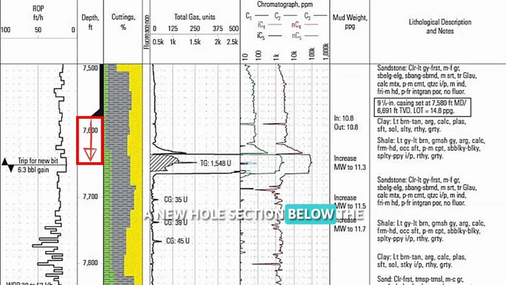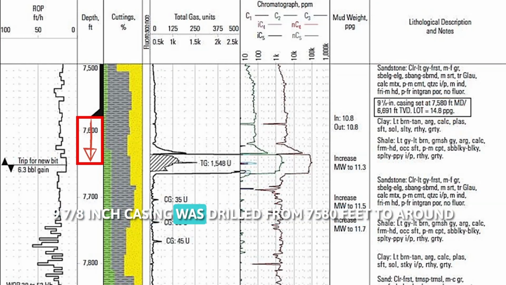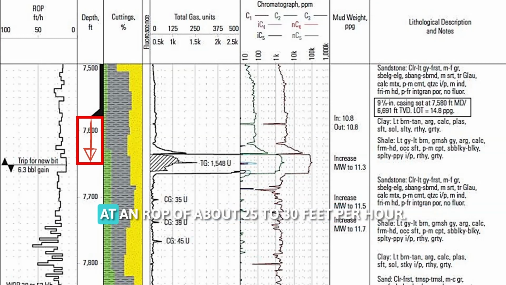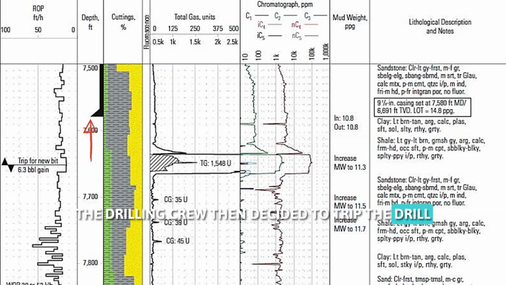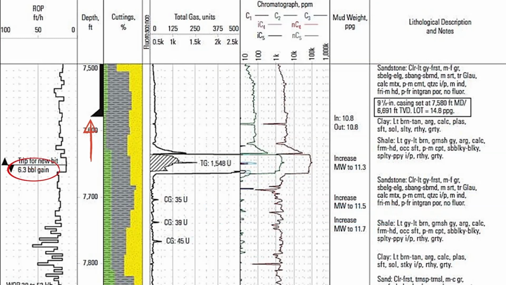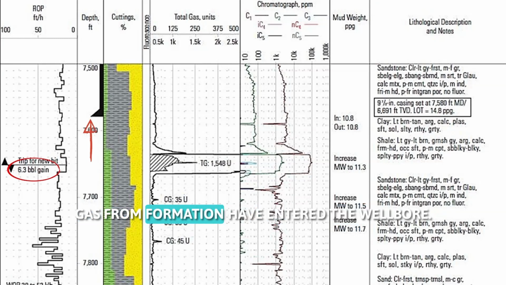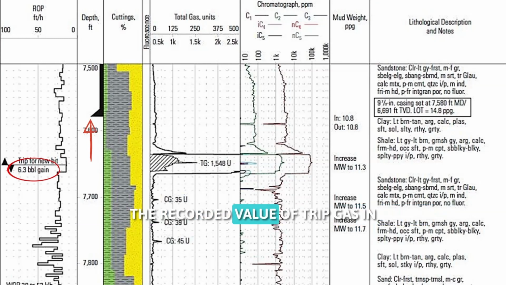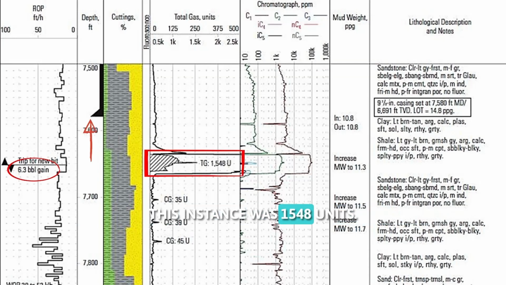A new hole section below the 9 7/8 inch casing was drilled from 7,580 feet to around 7,650 feet at an ROP of about 25 to 30 feet per hour. The drilling crew then decided to trip the drill string out of the hole for a new bit. During the trip out for a new bit, a pit gain of 6.3 barrels was recorded. This means that during the trip out, 6.3 barrels of equivalent gas from formation have entered the wellbore. The recorded value of trip gas in this instance was 1,548 units.